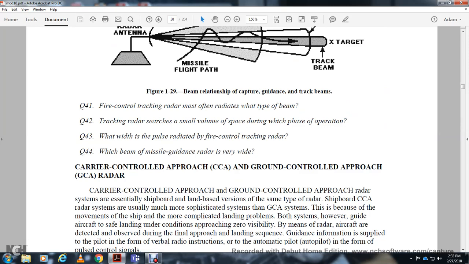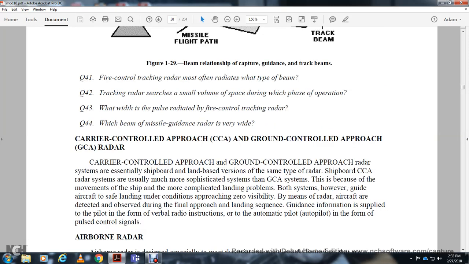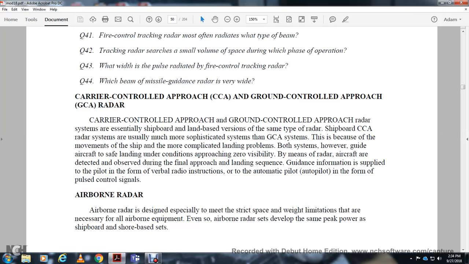Carrier controlled approach and ground controlled approach. The carrier controlled approach system is essentially a shipboard version of the land-based ground controlled approach system, using the same type of radar. The carrier controlled approach radar system is usually more sophisticated than the ground controlled approach system, because of the movement of the ship, which makes the landing problem more complicated. Both systems, however, guide aircraft safely to a landing under conditions of approaching zero visibility. Aircraft are detected by the radar and observed during the final approach of the landing sequence. The guidance information is applied by the pilot in the form of verbal radio instructions, or to the autopilot in the form of pulse control signals.